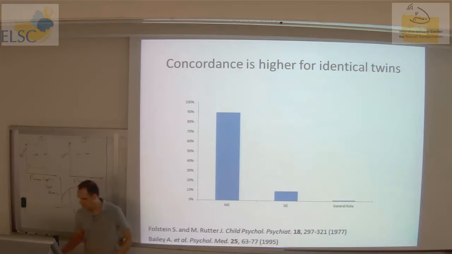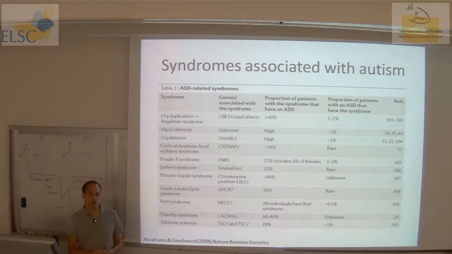The other evidence for genetic contribution to autism is that many syndromes, which we know the genetic basis of those syndromes in most cases, are also associated with autism. So this is a table that shows you many syndromes associated with autism. So, for example, Fragile X syndrome, which you all know, caused by mutations in the FMR1 gene, in around 25% of males and 6% of females, will meet the diagnosis of autism spectrum disorders. Okay, and this will account for around 1 to 2% of cases.